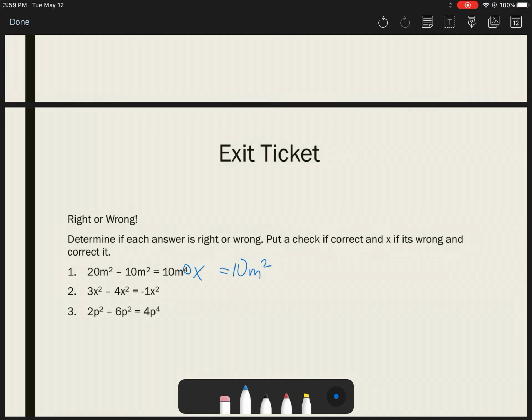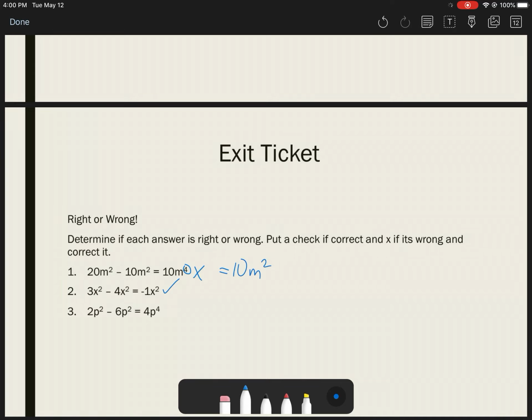All right, next one. 3x squared minus 4x squared equals negative 1x squared. So the base is the same, the exponent's the same. What do we get when we subtract? 3 minus 4, negative 1. So that's correct. That's good.